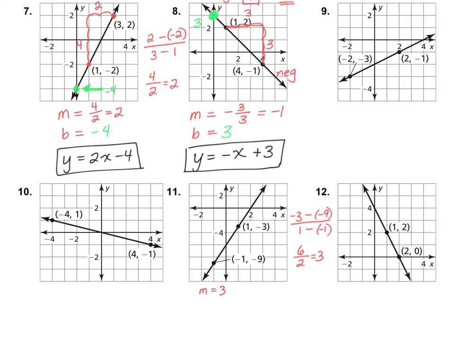And my y-intercept is where it crosses the y-axis. Now notice it's counting by twos, so this would be negative 2, negative 4, so that means this is going to be negative 6. So my b is negative 6. Okay, so my final answer is y is equal to 3x minus 6.